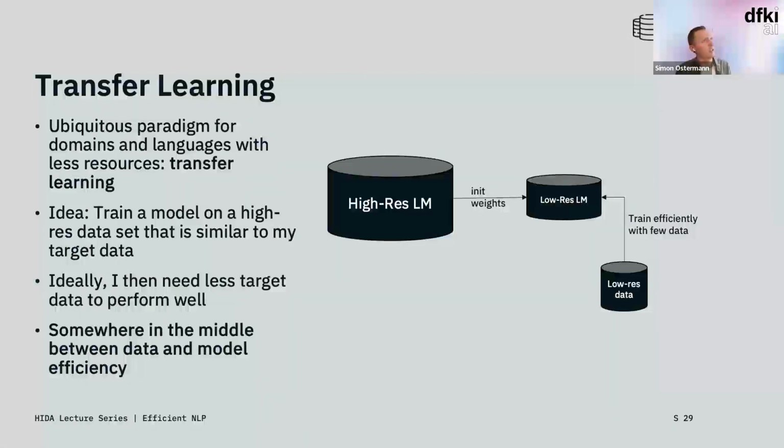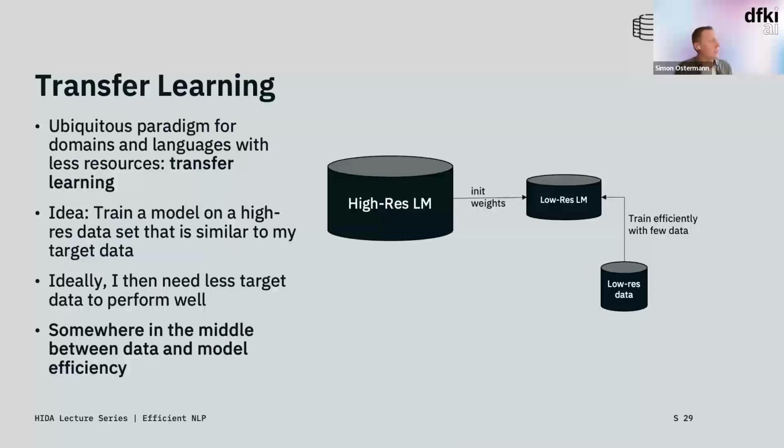And then just to mention a very obvious topic here for the sake of completeness is transfer learning. It's somewhere in the middle between data and model efficiency because it also means you can use smaller models. This idea has been around for quite a while, and it's actually one of the central paradigms that modern large language models also use.